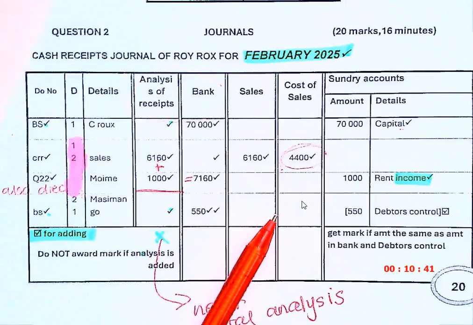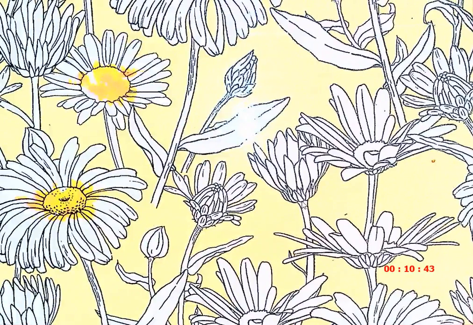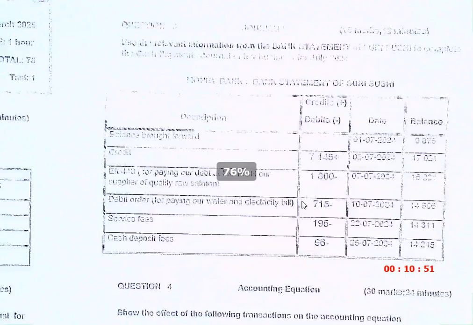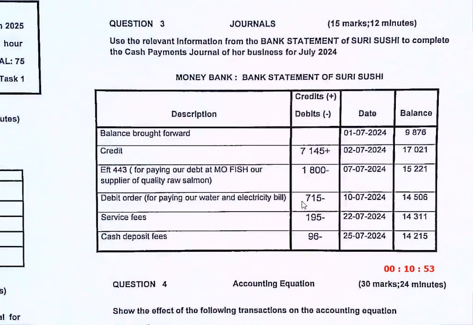So let's go to bank. Let's go to the bank statement. Now, remember in grade 8 and 9, we taught you the principle that we get our transactions from the documents. We call our documents source documents because it's the source of information. In other words, I am able to see from here what happened.